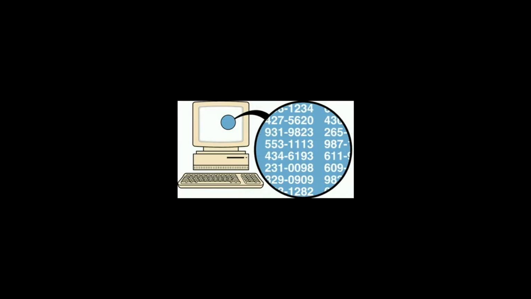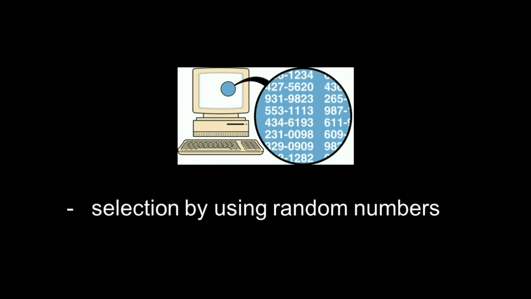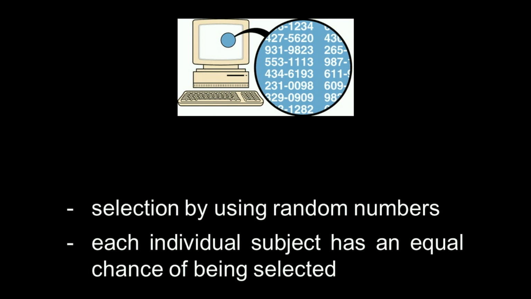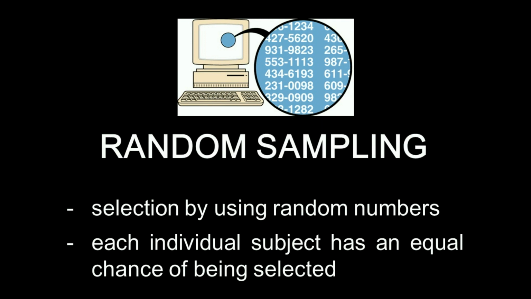Now, there are basic methods of sampling. What do you think are those? Now, if you see this picture, what can you say? Now, selection by using random numbers. Each individual subject has an equal chance of being selected. It is called random sampling. Examples are drawing names from a hat or just random numbers.